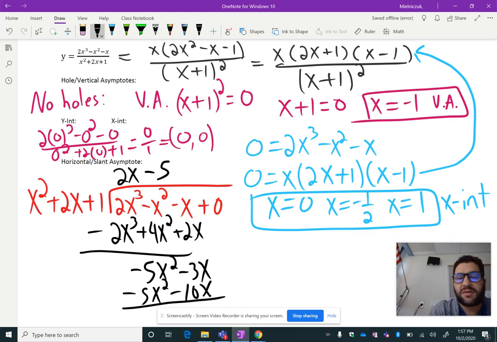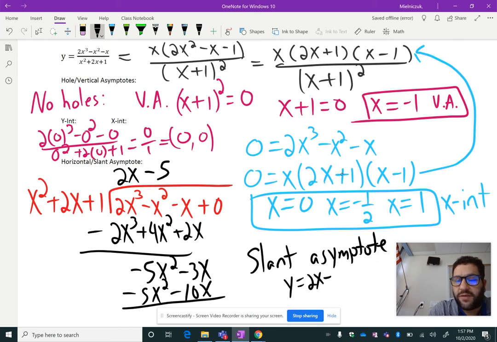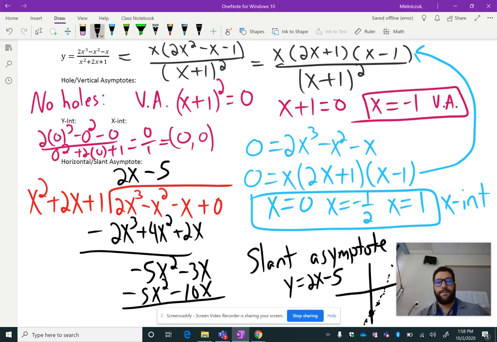So we have a slant asymptote on the line y is equal to 2x minus 5, which means that when you graph it, and this is a very general sketch, you'd find your y-intercept, you'd go up 2 over 1, up 2 over 1. This becomes a dotted line, meaning the graph gets infinitely close to it, but never gets there.